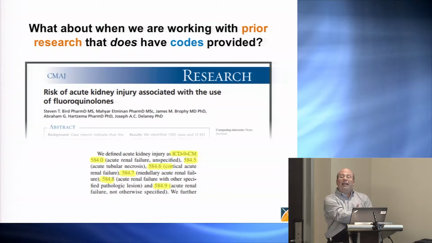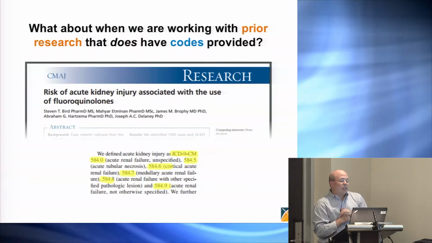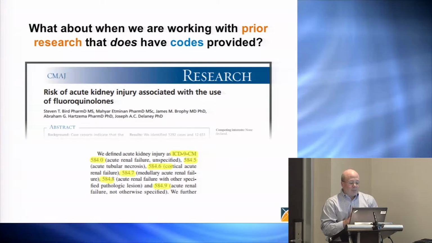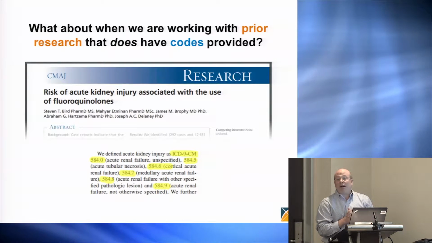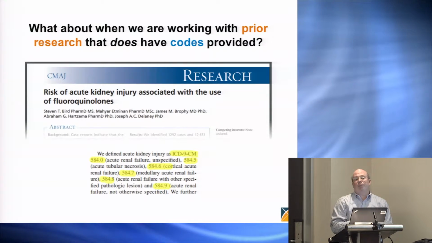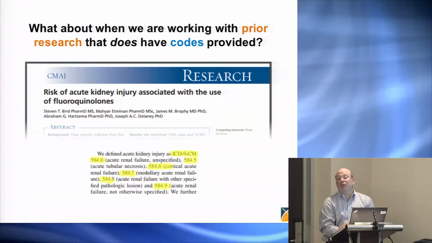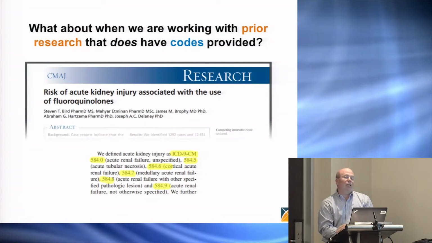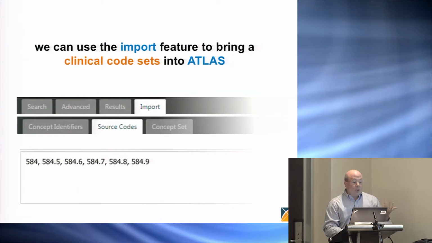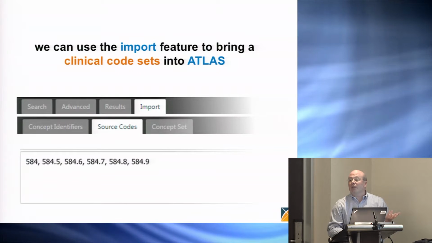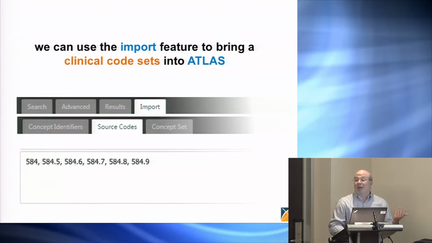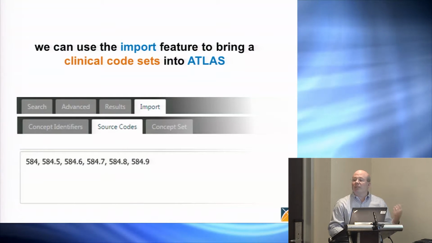Okay, so what about a case where we have a paper like this one for risk of acute kidney injury associated with the use of fluoroquinolones? What if there are ICD-9 codes? And this happens often for me. I have a clinical partner who said, no, here's my ICD-9 code list. How do I start from there? So you could search for individual ICD-9 codes and try to start finding mappings, or you could use the import feature in Atlas. So within Atlas, in the vocabulary section, you go into import, and you could paste a list of ICD-9 codes, CPT codes, anything.